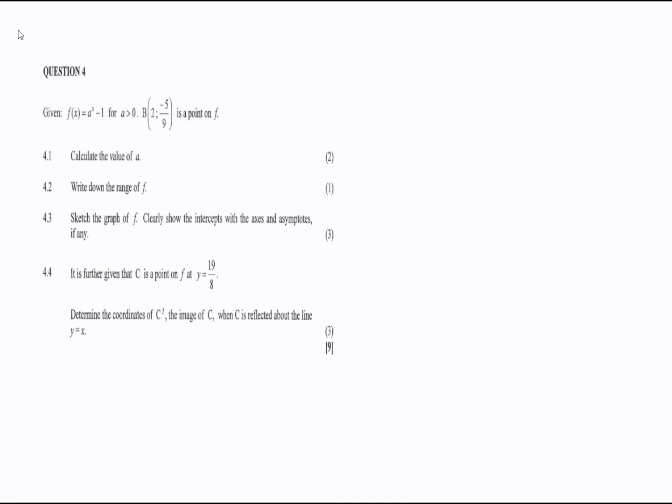All right, so we have this question 4 here. We are given an exponential function. We are saying given f of x is equal to a to the exponent of x minus 1, where a is greater than 0, meaning it's positive. Then a point on f is 2, negative 5 over 9. Calculate the value of a.